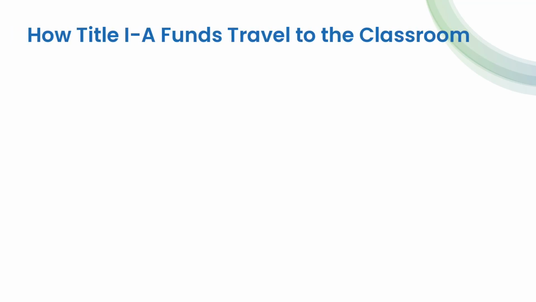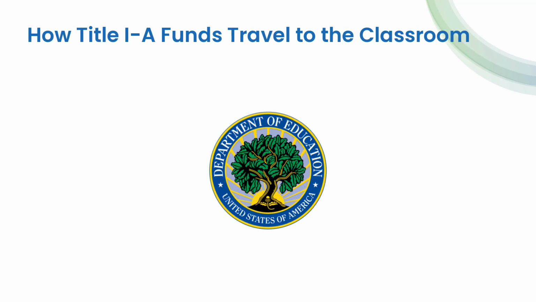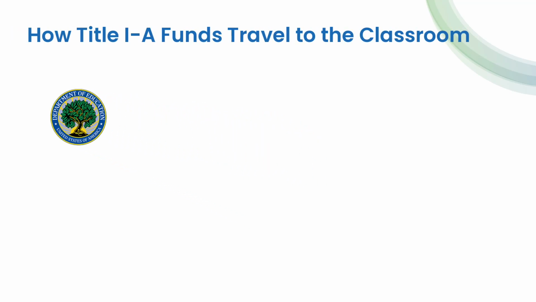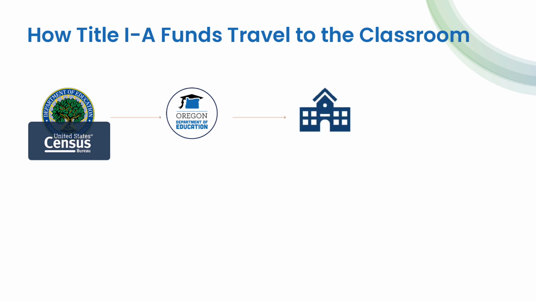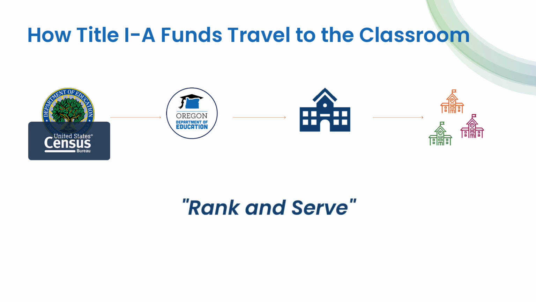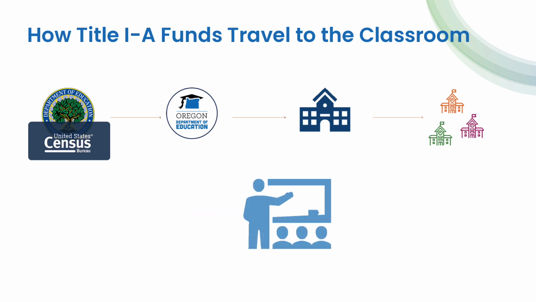Title I-A allocations are initiated by the U.S. Department of Education based on the district's census poverty. ODE adjusts these allocations for school improvement and other state-level activities to create final allocations to school districts. School districts then allocate funds to schools through a process called rank and serve. Schools then develop plans for how Title I-A funds will be used to serve students.